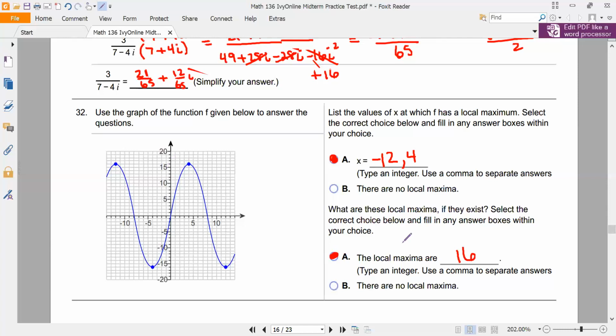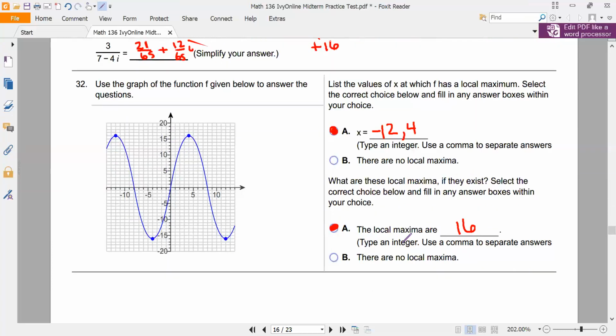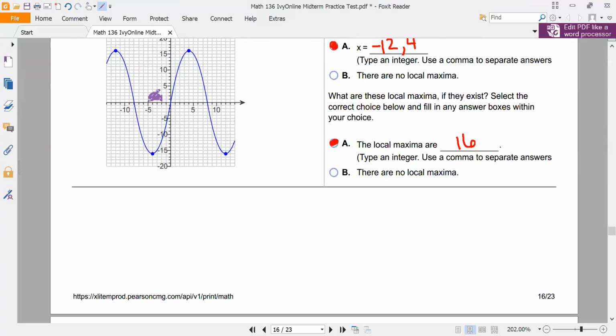Is there anything else on this one? I don't think so. They didn't ask us about the minimums, but if they did, we would have counted where the minimum is occurring, and then -16 would have been the actual minimum value.